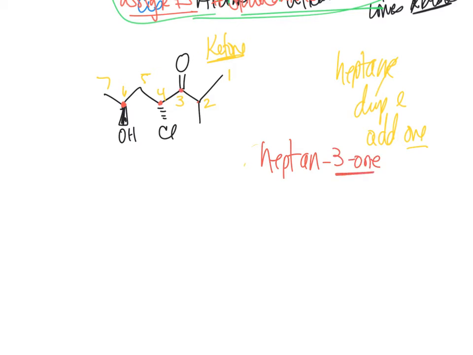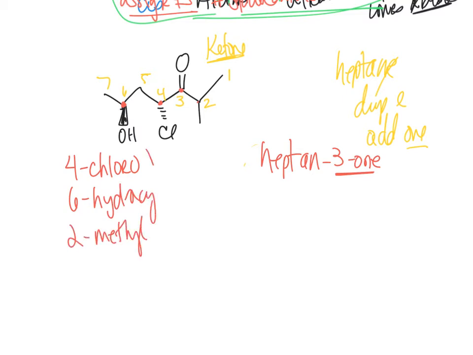And then you have a substituent, 4-chloro. And then you have a 6-hydroxy. And you also have a 2-methyl. Okay, so those are your substituents. And you're going to have to put those in alphabetical order. But before you put it all together, I would look at your stereocenters and assign R and S.